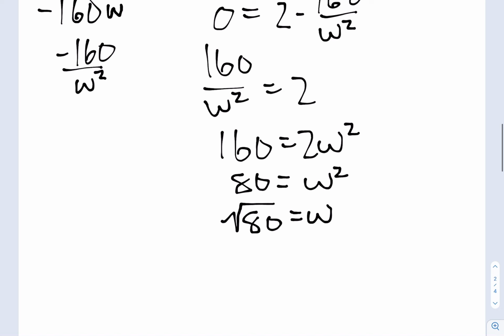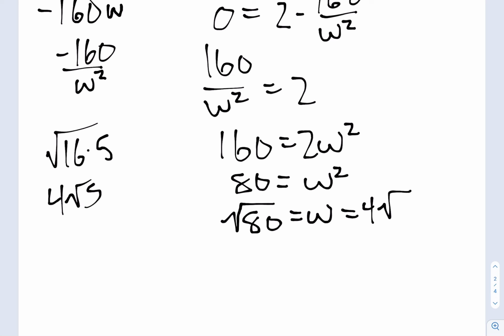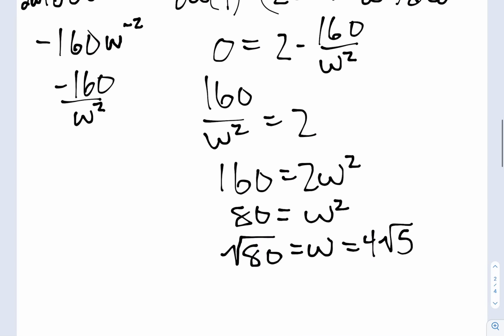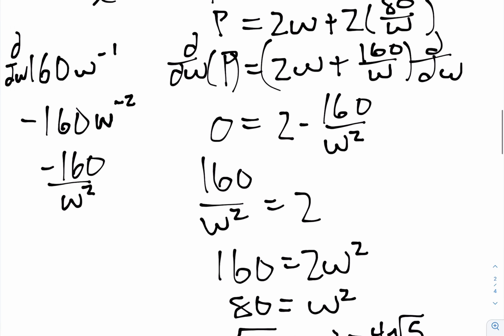Okay? So just to simplify this, the square root of 80, we can write this as the square root of 16 times 5, and the square root of 16 is 4, so this is going to be 4 root 5. Okay, so the width is 4 root 5. And if the width is 4 root 5, we can find the minimum perimeter by just plugging that into our perimeter equation.